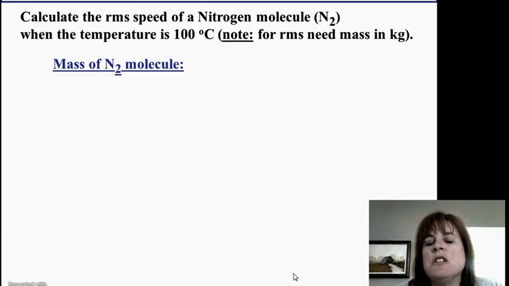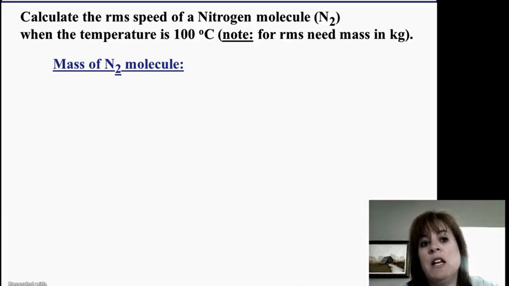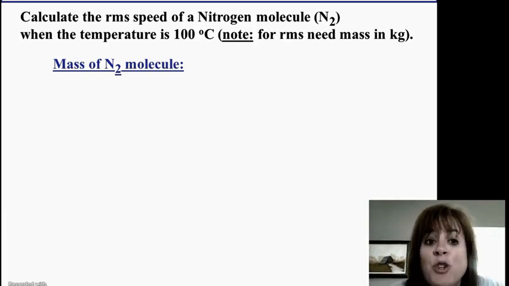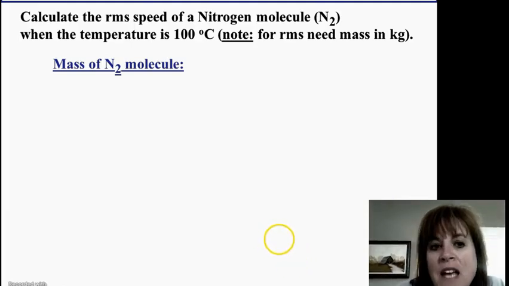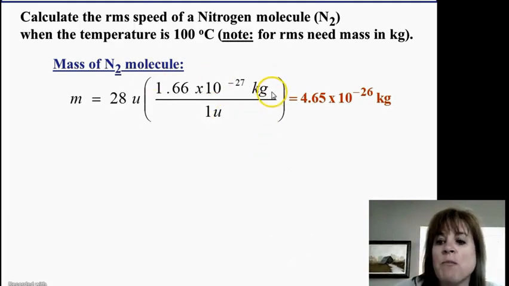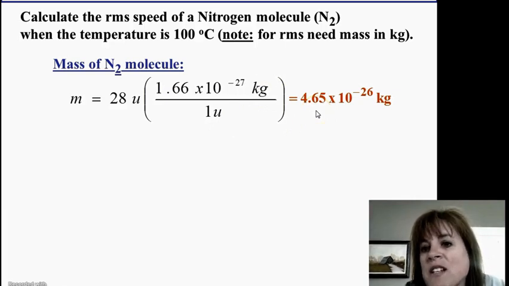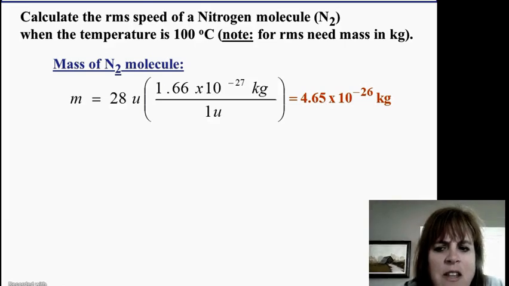All right, so one of the first things you need to do is get the mass of a nitrogen molecule into kilograms. So if we go to the periodic table, a nitrogen molecule, or N2, would be 14 times 2, which is 28. And that's the atomic mass of nitrogen. So if I use my conversion factor that converts straight from the atomic mass into kilograms, you should get 4.65 times 10 to the negative 26 kilograms. Molecules are light, so it makes sense that their kilogram mass is teeny tiny.